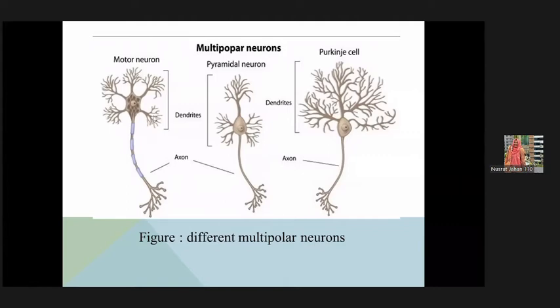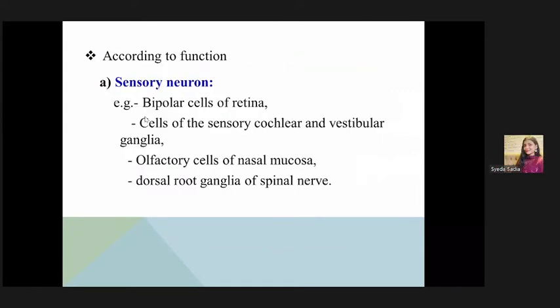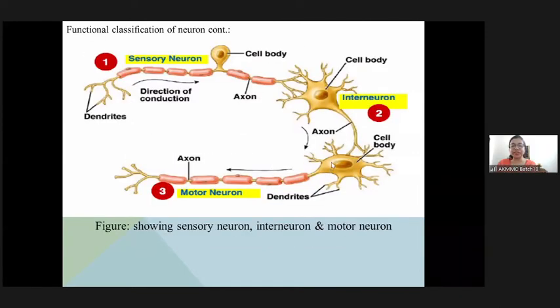Hexagonal. Are they unipolar, bipolar, pseudo-unipolar or multipolar? Multipolar. These are multipolar. That's why these are irregular in shape, and they will transmit information away from the cell body.